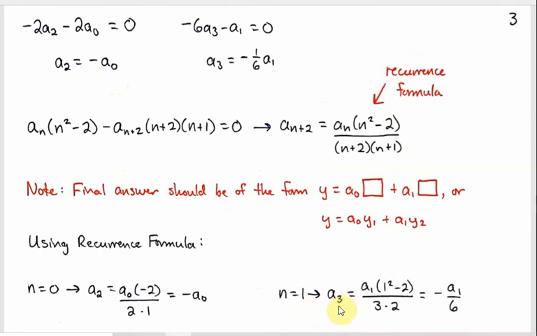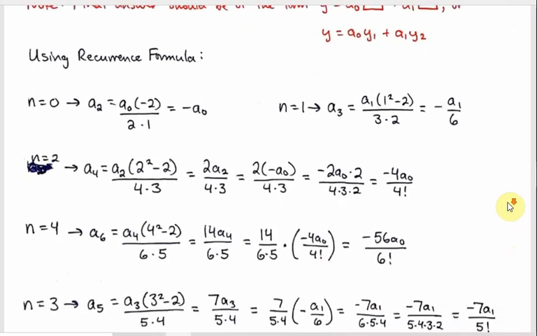Then if n equals 1, this one's also a check. Because then that's a3, right? Because 1 plus 2 is going to be 3. That's equal to a1 times 1 squared minus 2, but that's going to be a minus 1, divided by 6. So that's negative 1/6 a1, or negative a1 over 6. Oh, look, that's also what we're supposed to get. Okay, looks like we got the right recurrence formula if we're getting the stuff that we're supposed to get.